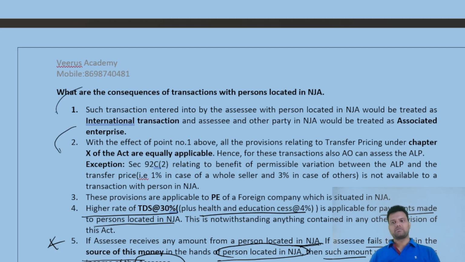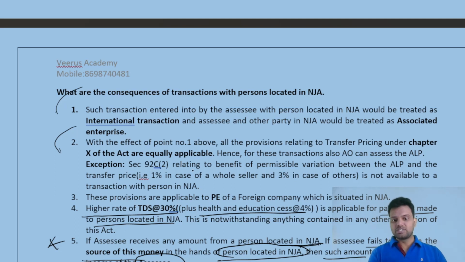Here is one more important point. When I say all the transfer pricing provisions are applicable, there is one exception to this rule. If you remember the concept, if there is a difference between the ALP, arm's length price, and the actual transaction price, and that deviation is only 3%, then we used to ignore that. But in this case, for a transaction with the NJA, that beneficial rule is not applicable. That is what has been provided in the exception.